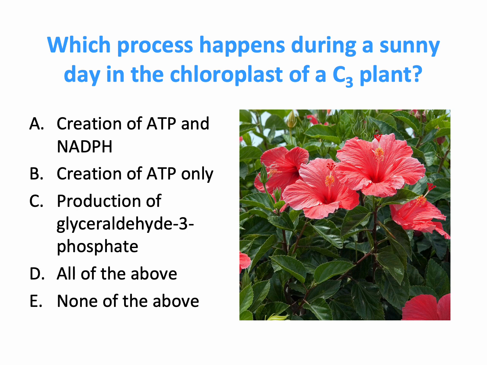Now, which of these processes is happening in a C3 plant in the chloroplast during a sunny day? Well, it's a C3 plant, like this hibiscus that's being shown in the picture here. And in a C3 plant, during the sunny day, you can do your light reaction, right? And the product of your light reaction is going to be those high energy products, ATP and NADPH, right? You're producing both of those in a C3 plant during the day.